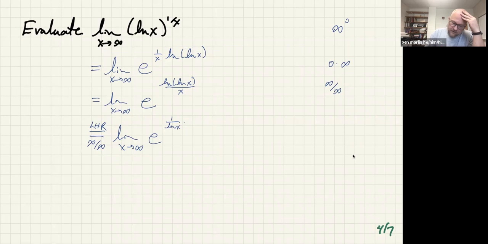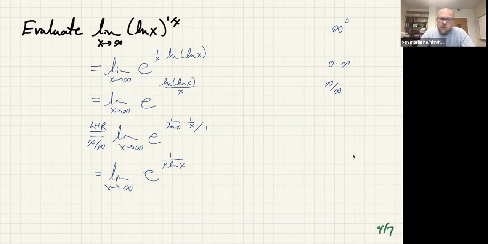And then times, you have to take the derivative of the thing that was inside. The derivative of that log x is 1 over x, divided by, now we take the derivative of that x down there, and that's just 1. So this is the limit as x goes to infinity, e to the 1 over x log x.